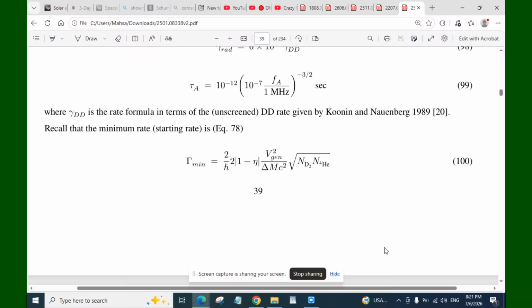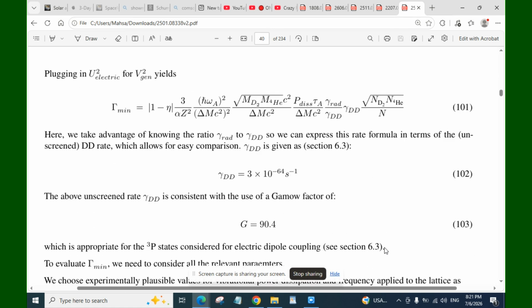Recall the minimum rate, the starting rate in equation 78. Tau minimum is equal to 2 divided by h multiplied by 2 absolute 1 minus n multiplied by v to the power of 2 divided by delta msc to the power of the square root and a deuterium and a helium 4.